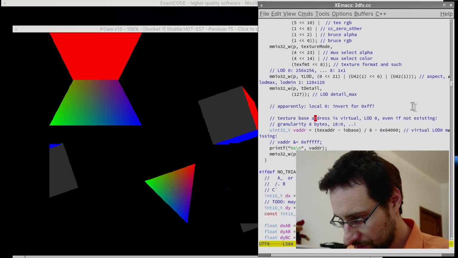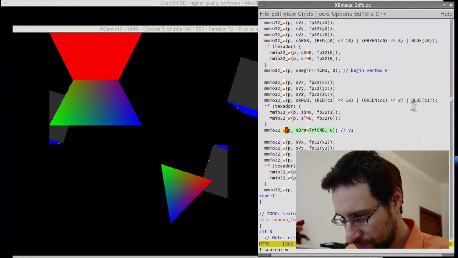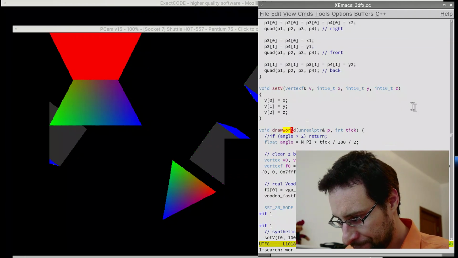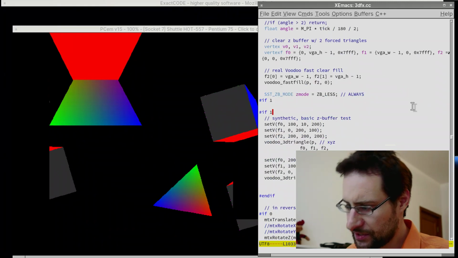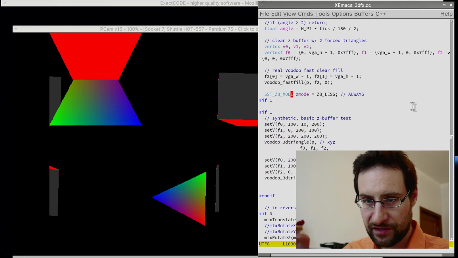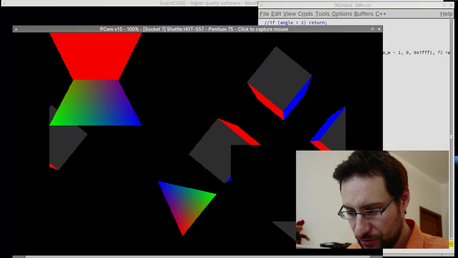Equals something. Where would this be? This would be in draw world. Where is the world? Draw world is here, and set be less. Yeah, I think set compare less should be fine. What we should be using.